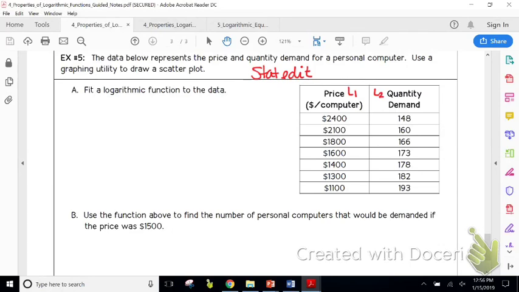But when you get through, guys, you're going to go back into stat. Go over to calc. And now look, A says fit a logarithmic function to the data. Don't run linear regression. We want log regression. Which one is that? LN or LN? Yeah, there's only one log regression on there, and that's the LN regression. So we're going to have to do the natural log regression, which I think is number 9.